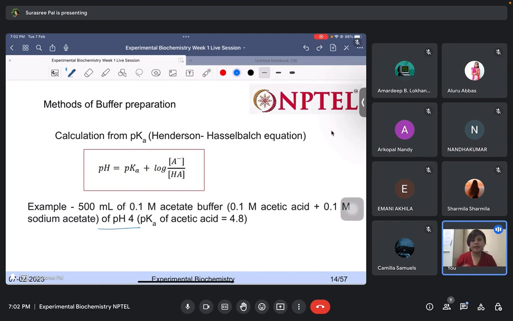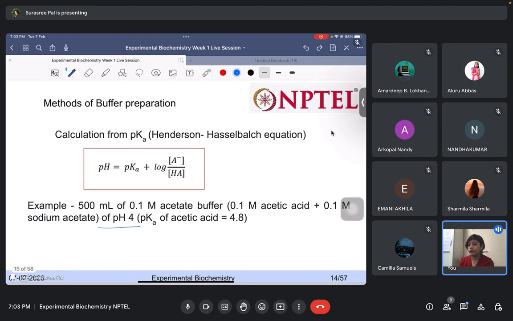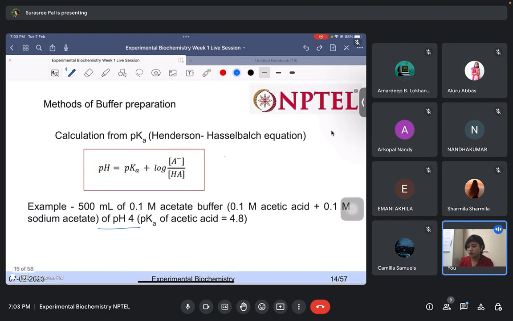Now we have to prepare the buffer of pH 4, and the pKa of acetic acid is provided as 4.8. So how do we prepare the pH 4 buffer? We will put these values in this particular equation: pH is 4, our required pH, equals pKa 4.8 plus log of A minus by HA. So this is our concern, right?